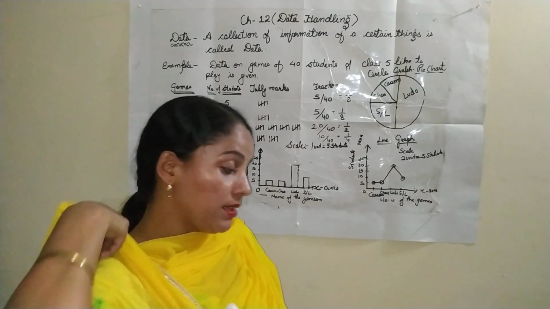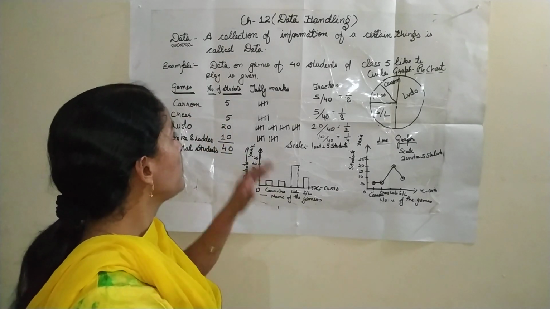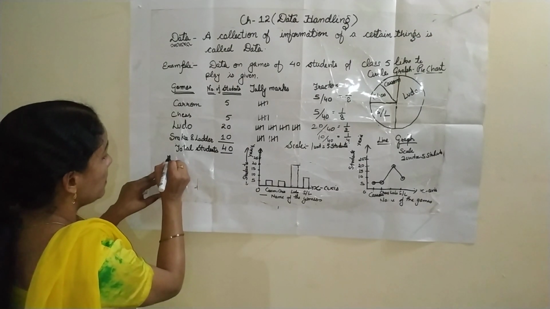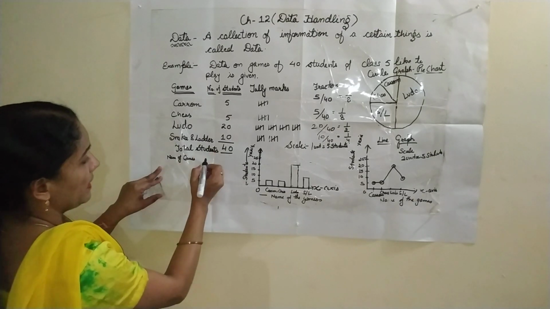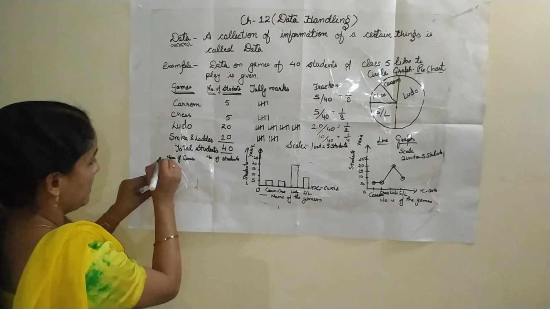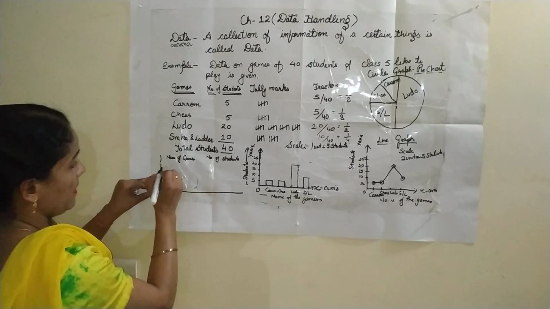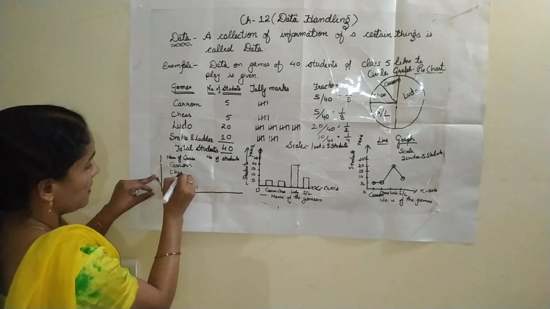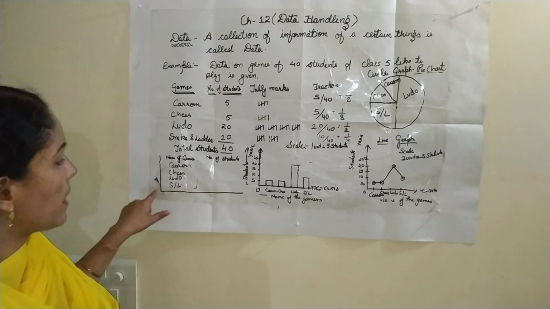One more graph is there, that is the pictograph, and you have studied that in your previous class also. If I tell you to make the pictograph for this, how to make it? You have to write the name of games, and here the number of students. Name of game: first is carom, then chess, then Ludo, then snake and ladder. Nothing to write in both these lines.